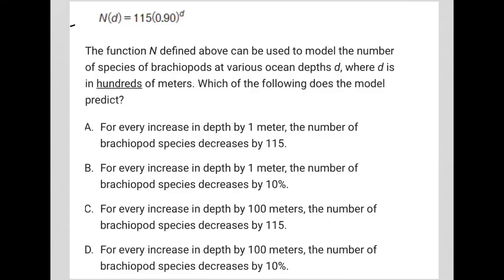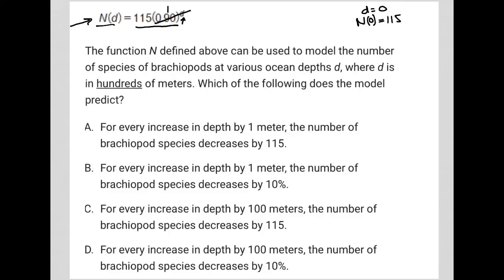So this question starts off by providing us with this equation here. N of d is equal to 115 times 0.9 to the d power. Just as a frame of reference, anytime I see a question that has a variable in the exponent, I'm always thinking about, well, what does it mean for that exponent to be 0? So what would it mean if d were equal to 0? Because if d were equal to 0, then 0.9 to the 0 power just becomes 1, and that would mean that N of d, or really N of 0 in this case, would equal 115.